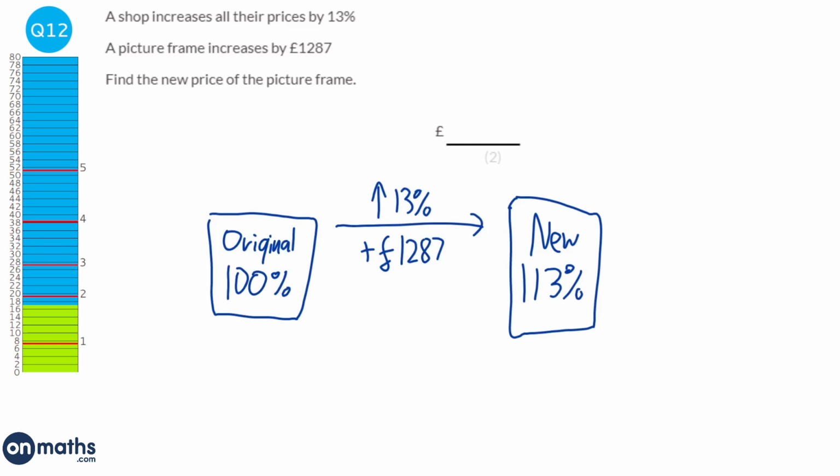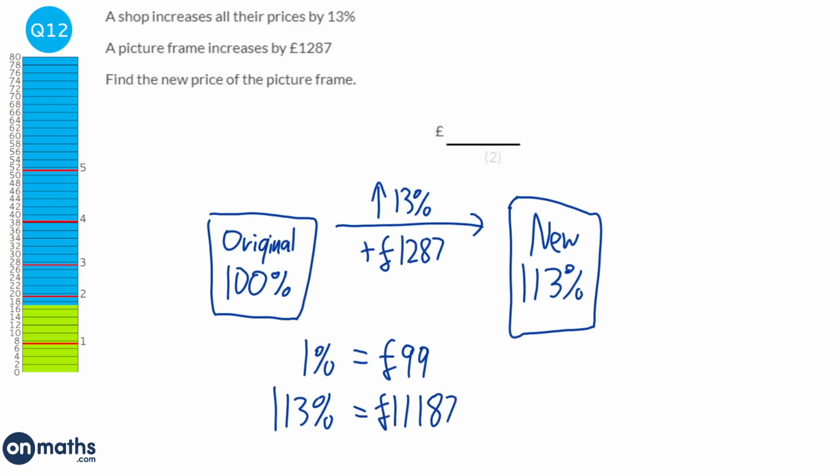So what we're going to do is work out what 1% of the price increase is. Instead of 13%, we're going to work out what 1% is. And we're going to do that by dividing the amount by 13, and we get 99. So 1% represents £99, so 1% of the original represents £99. But the new amount is 113%, so we need to times the £99 by 113, which gives us £11,187. So the picture is now worth £11,187.